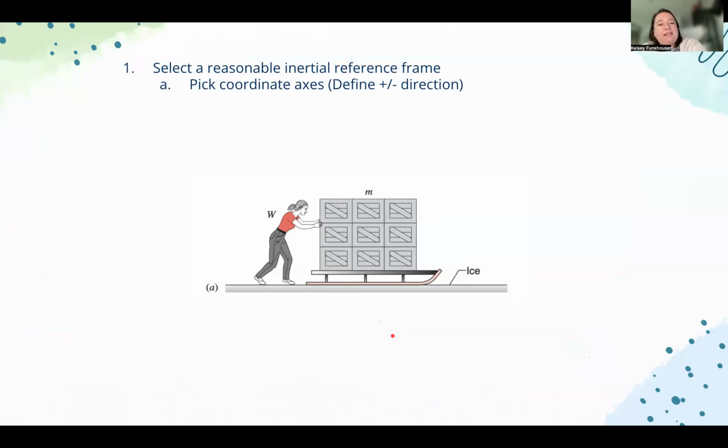So when solving these kinds of problems, the first thing to do is to select a reasonable inertial reference frame and pick the coordinate axes, which right now really just means to define the positive and negative directions.